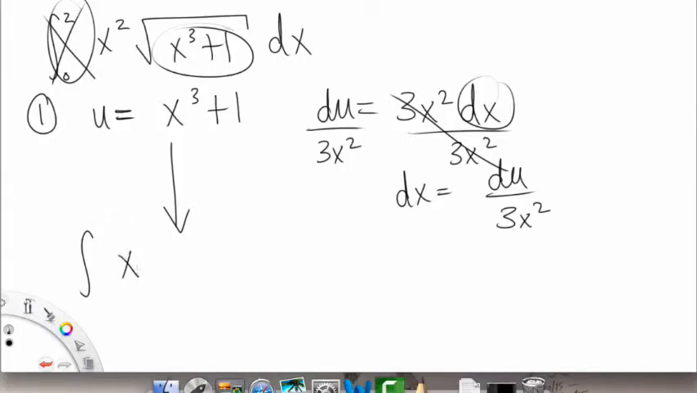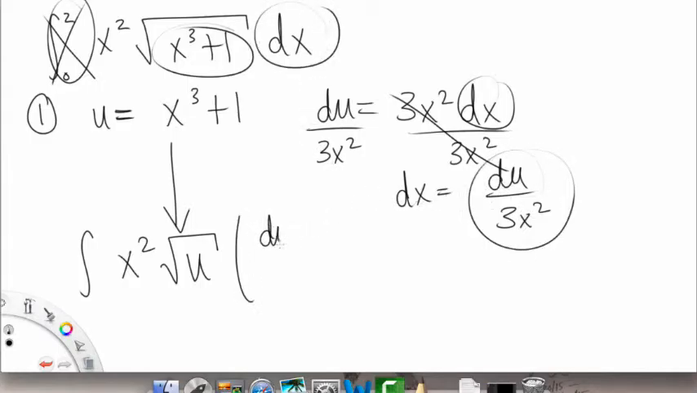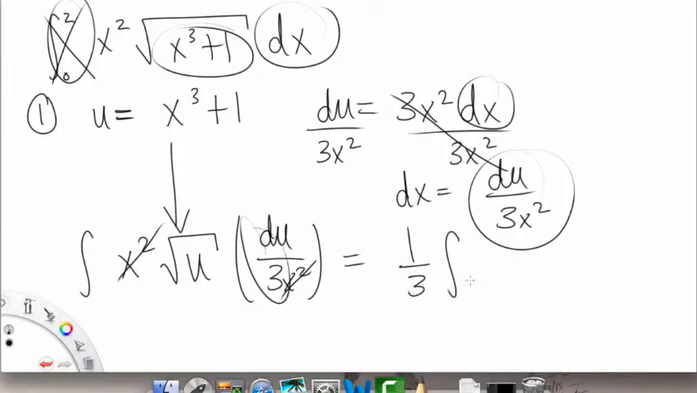For x squared, we don't have anything to replace that exactly, so I'm just going to leave it there. Then the square root of x to the third plus 1 is now replaced with a u, and our dx is replaced with du over 3x squared. So this is where we're at, and we see that our x squareds can cancel on top and bottom conveniently. We have this factor of 1 over 3, which I can move to the front. So we have 1 over 3 times the integral of u to the 1/2 power, that's the square root of u.